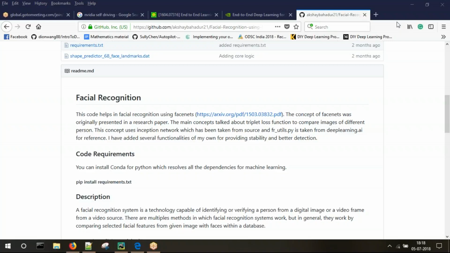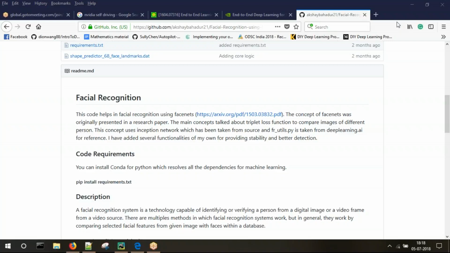So this is something known as one-shot learning, because you have only one chance to actually predict whether the person is actually a valid person or not. So for that, we have a specific loss function known as triplet loss function.